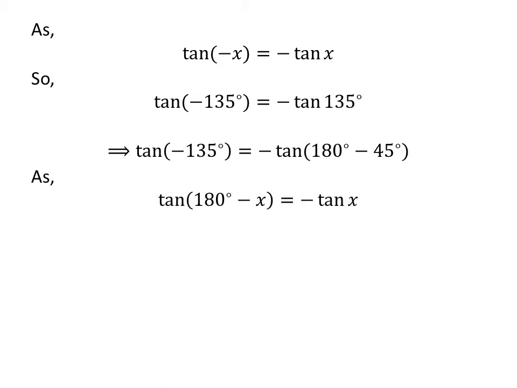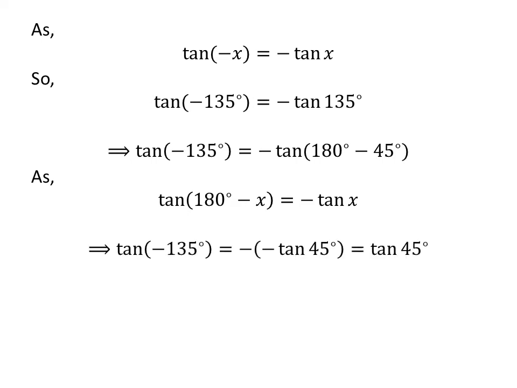As we know, the trigonometry identity tangent of 180 degree minus x is equal to minus tangent of x. The video explaining how to derive this identity is appearing in the upper right corner. Also, the URL address of the video has been mentioned in the description section.